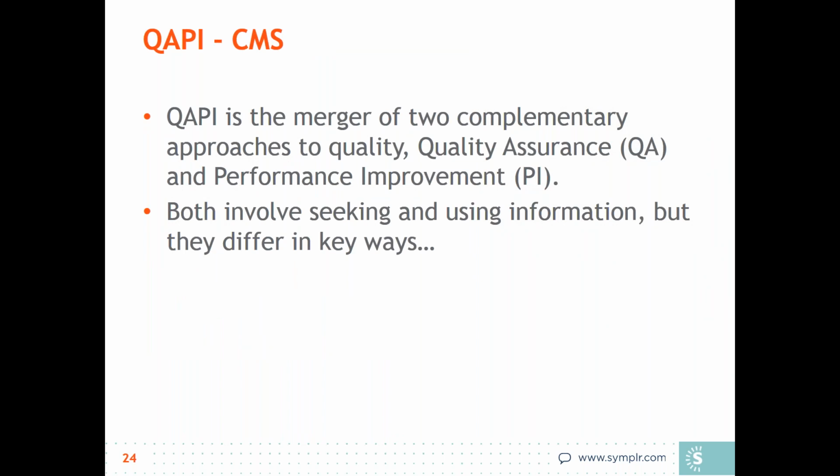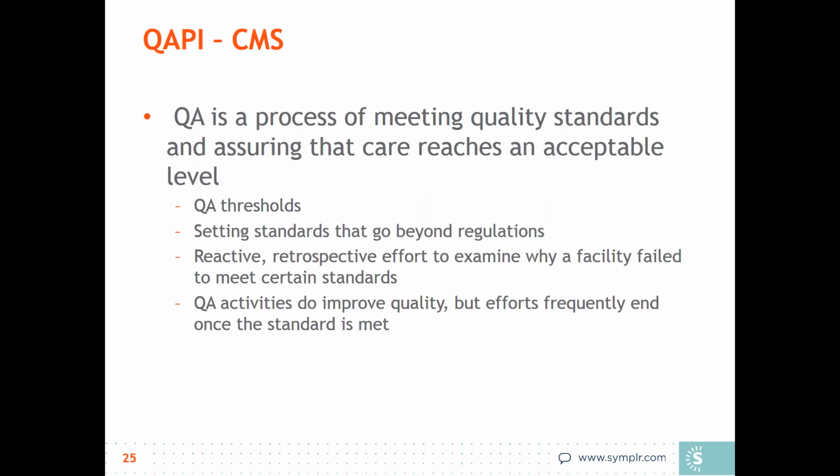The quality assurance performance improvement is another way that we evaluate performance and competency. And the QAPI, the CMS, the Centers for Medicare and Medicaid Services, defines it as the merger of two complementary approaches to quality, which is our quality assurance and our performance improvement. And both of those involve seeking information and using it, but there are some differences in QA and PI.